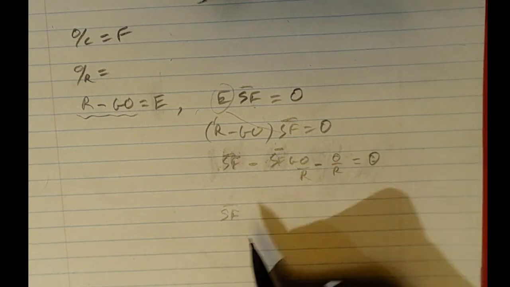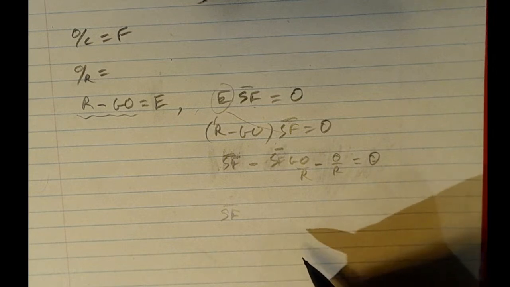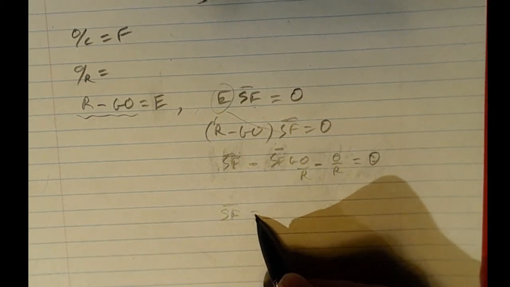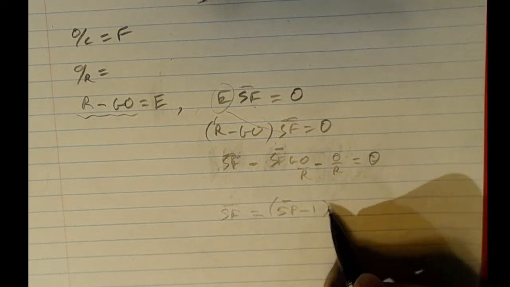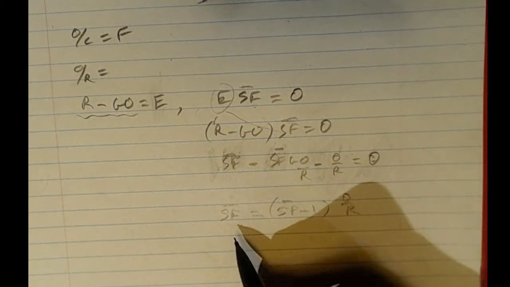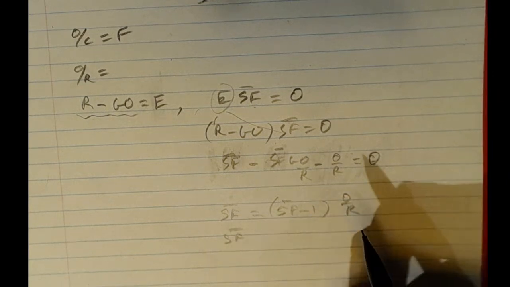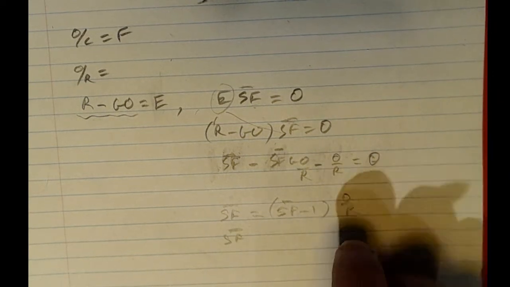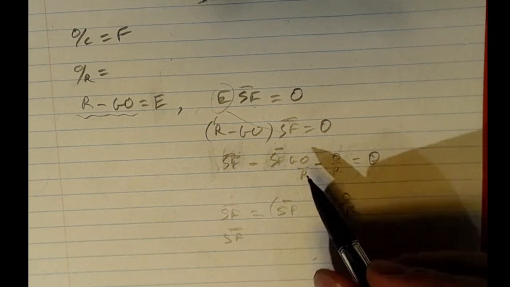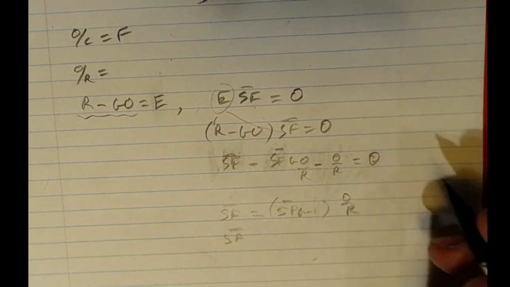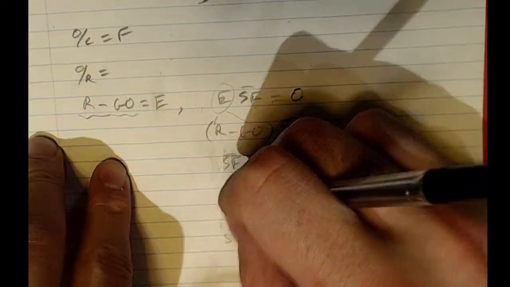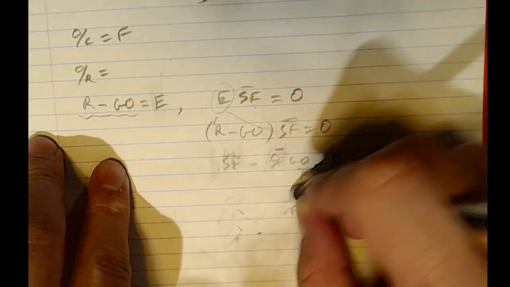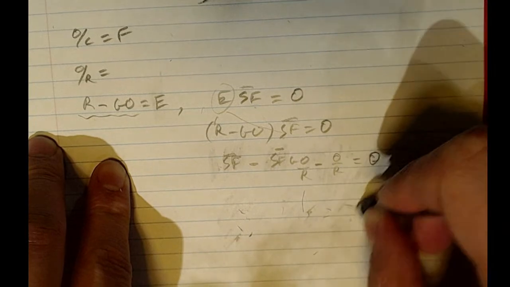Anyway, SF is equal to SF minus 1 over R. Okay. So SF, where did G go? Oh, G is right here. The minus 1 is weird because it is plus 1. Yeah, I did it in my head. See, this is what I mean. I need to stop trying to be fancy here. Okay, just gotta do it right the first time.